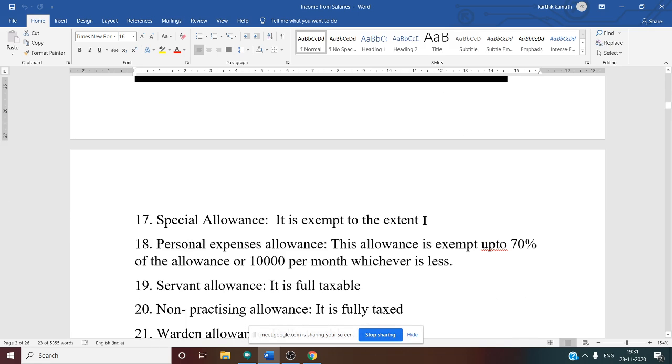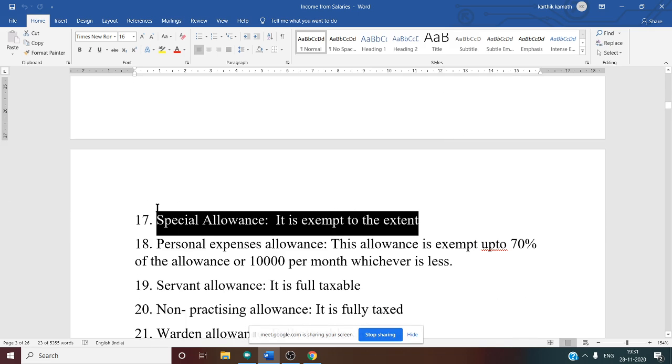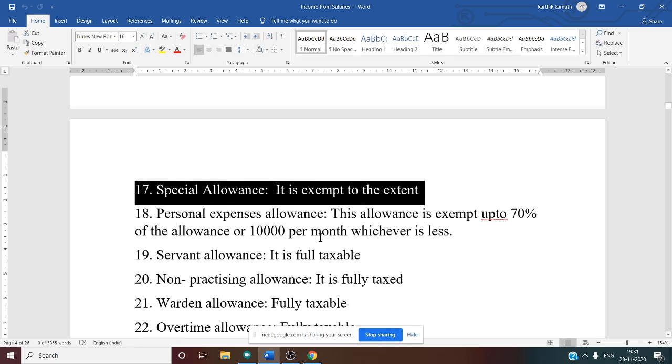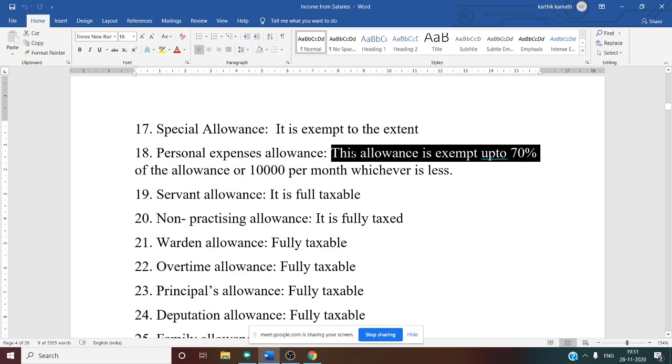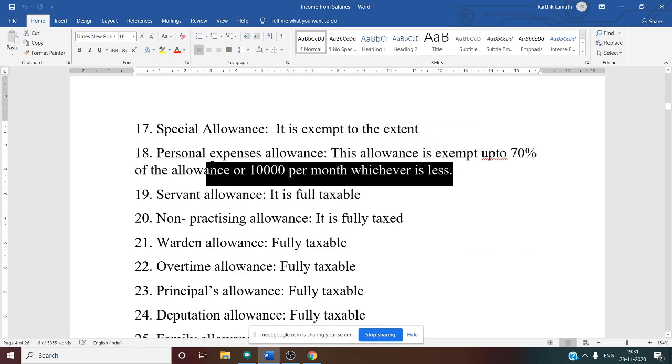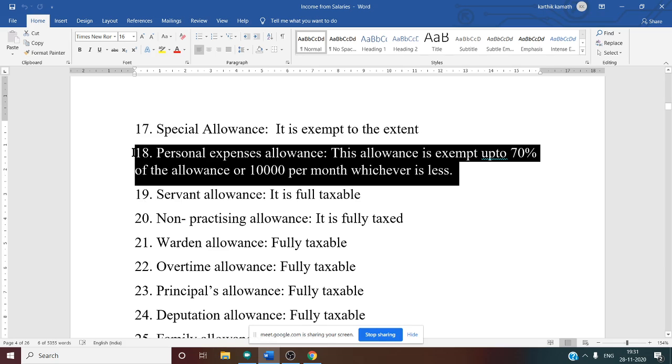Then special allowance is exempt to the extent of the amount incurred by the employee. Personal expenses allowance is exempt up to 70% of the allowance or 10,000 per month, whichever is less. Suppose your expenses are 20,000. In that case, 20,000 into 70% is 14,000. 14,000 or 10,000, whichever is less, means you have to take 10,000.